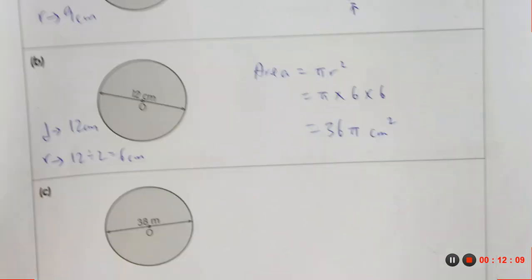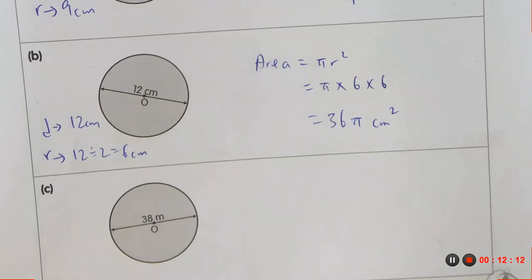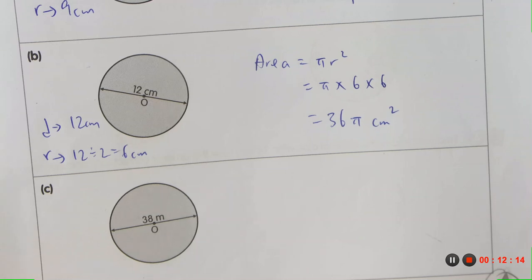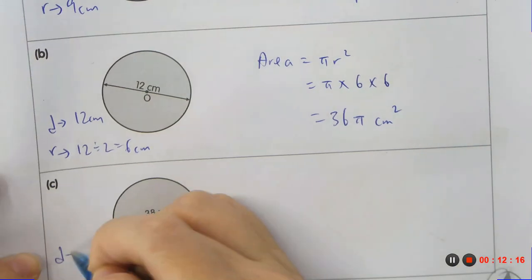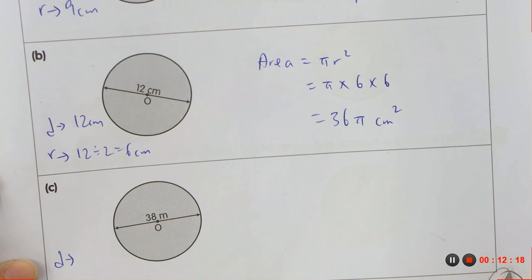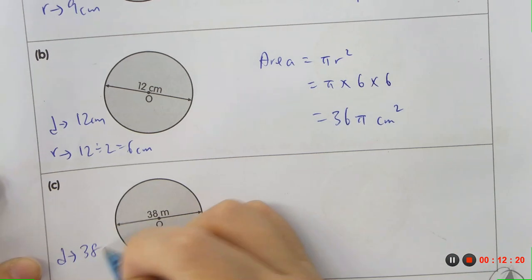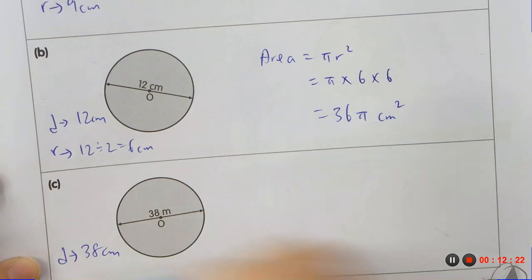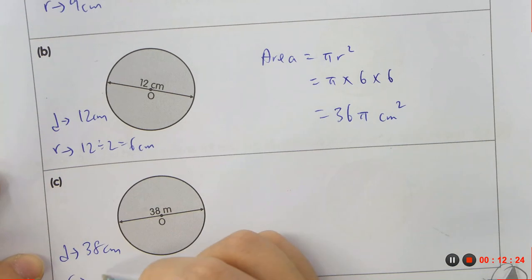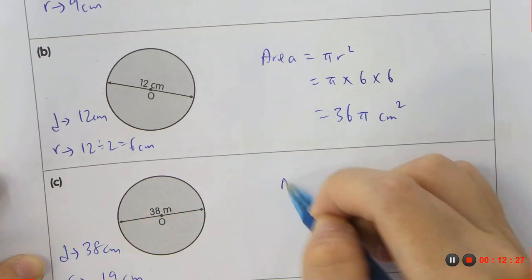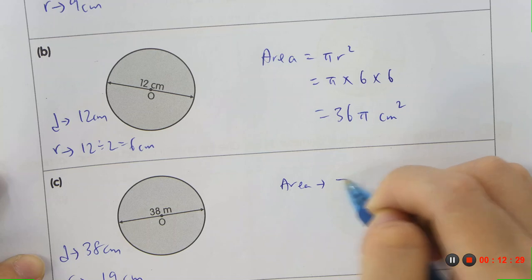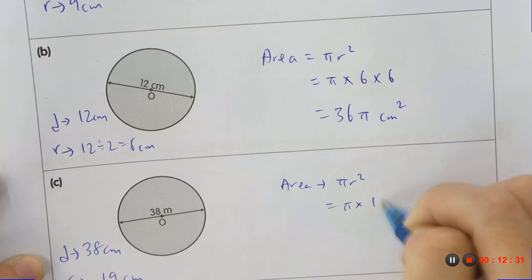That's okay? Everybody, any difficulty? All correct so far? Yes, okay, the last one. Diameter is 38 centimeter. What do I need to find? Radius, which is 19 centimeter, very good. So I have the area as pi r square, pi times 19 times 19.